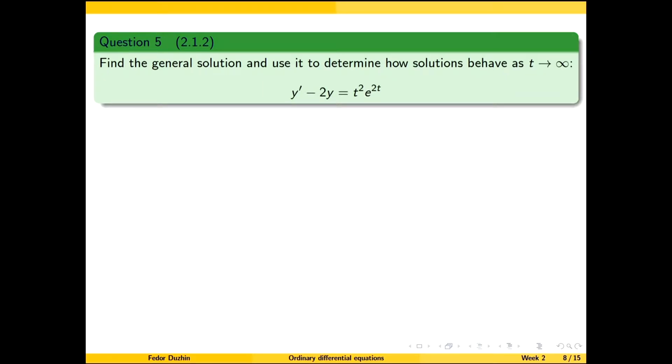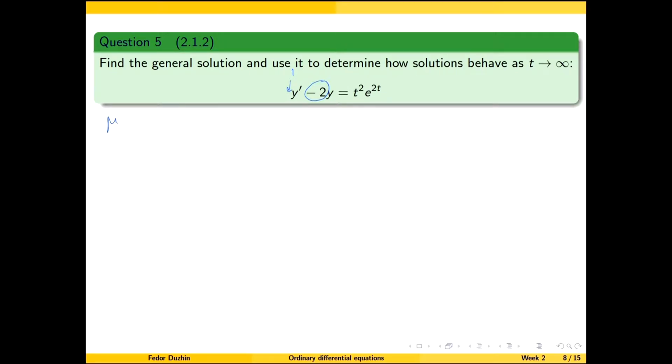Now this is a linear differential equation, right? So when we solve linear differential equations, the first step is always to find the integrating factor. So how do we find the integrating factor? Notice that here the coefficient at y is -2, and the coefficient at y prime is just 1, right? So it means that it is in the correct form to find the integrating factor.